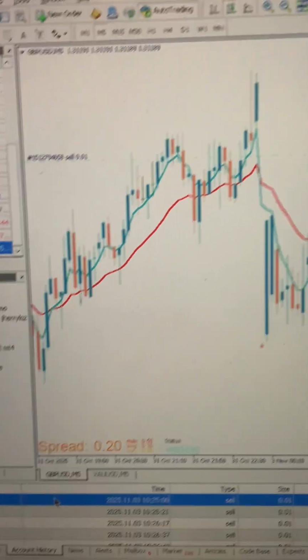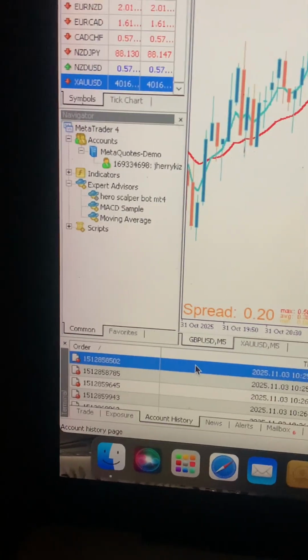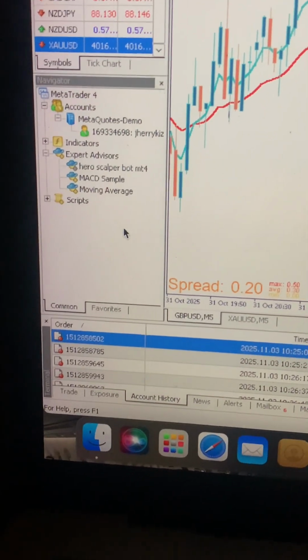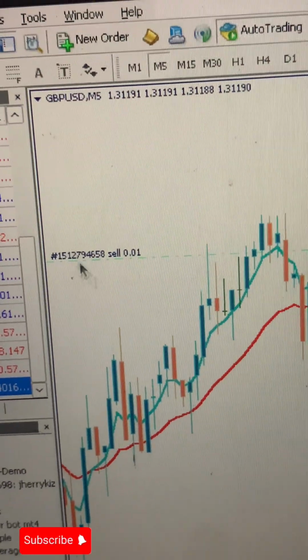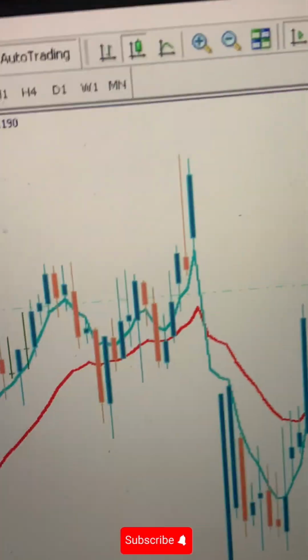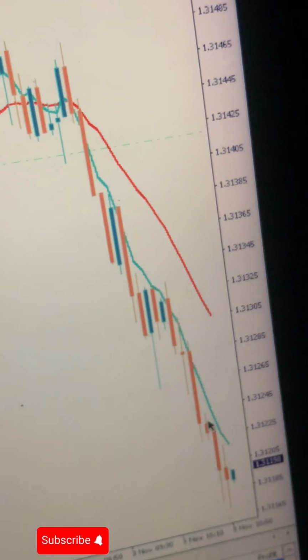So I woke up to enter this and to monitor the hero bots that I created, the hero scalper bots, right? I placed this since morning. So this is the trade it has taken: a sell trade on GBP USD. I put it on 5 minutes. So as you can see, this is the trade.